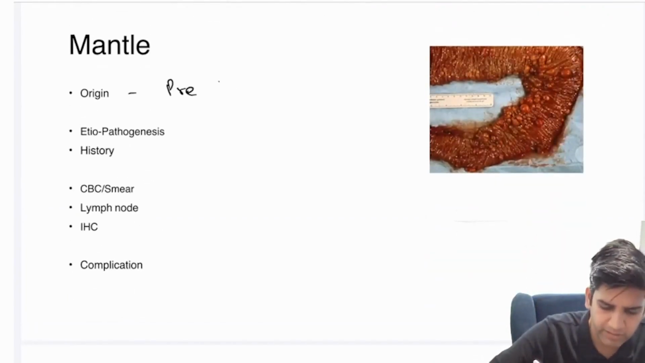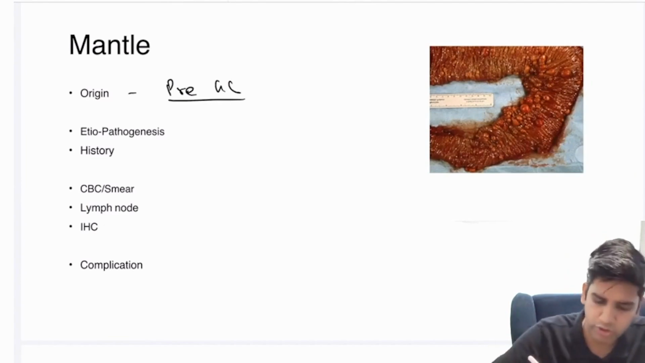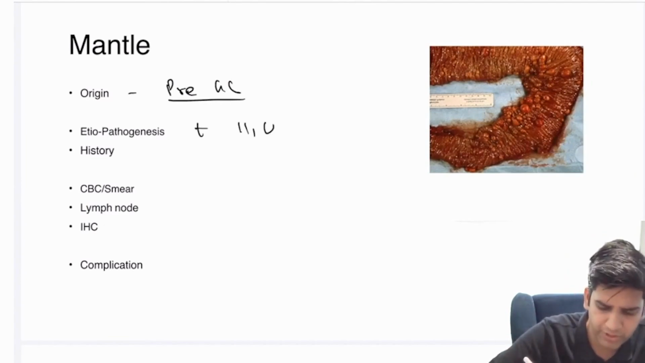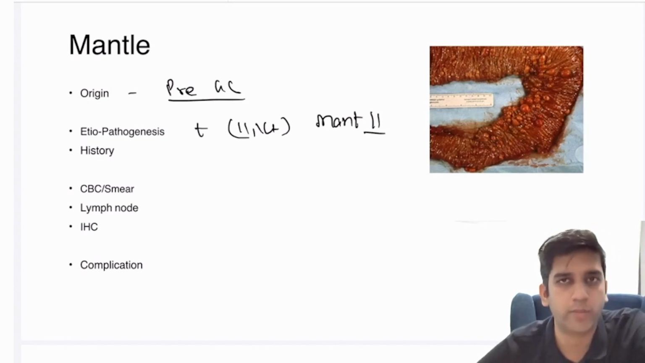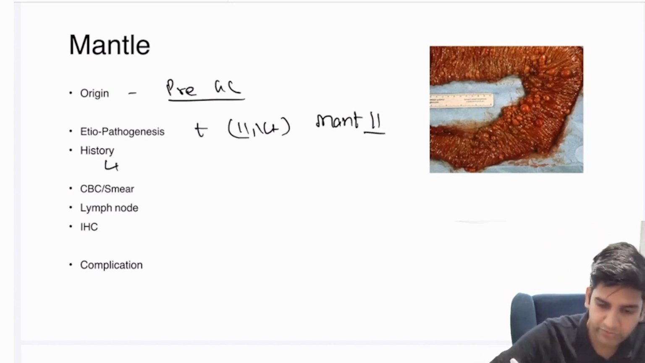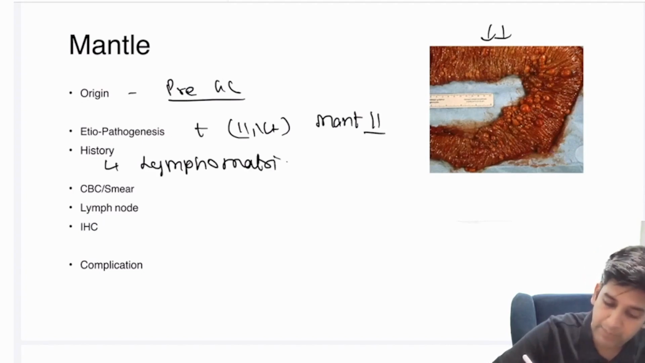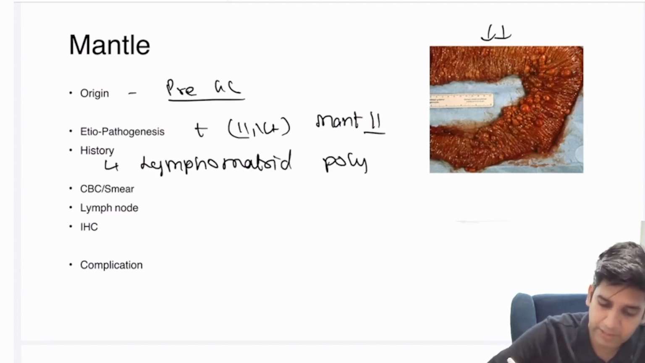It's again pre-germinal center origin, or the mantle zone origin. Etiopathogenesis: classic translocation 11;14. I remember it like this: it's mantle, 11. Everything will have the 14 translocation in common, right? This will have it, right? History, this is a classical history, right? You can have lymphoma, also called lymphomatoid polyposis. A lymphoma presenting as intestinal polyposis is diagnostic of mantle cell lymphoma.